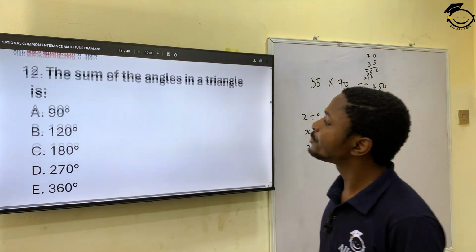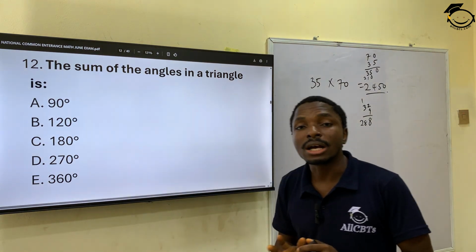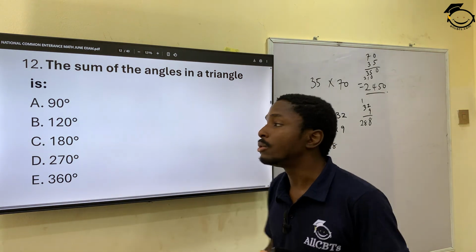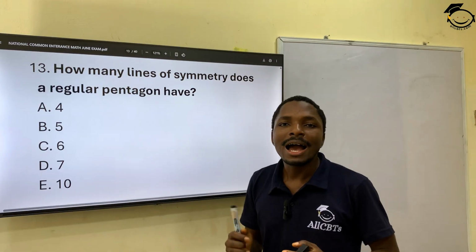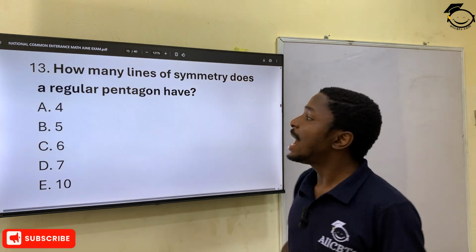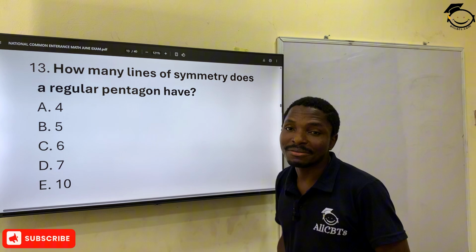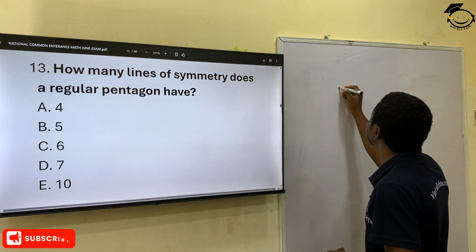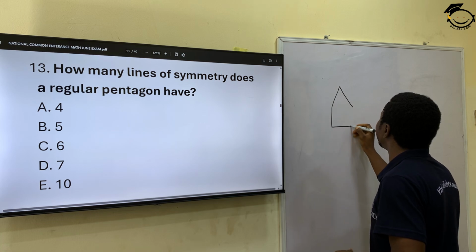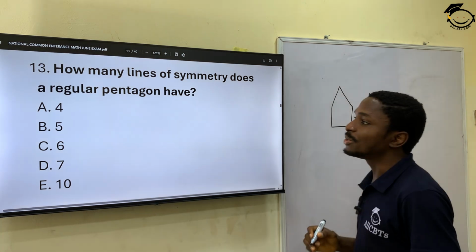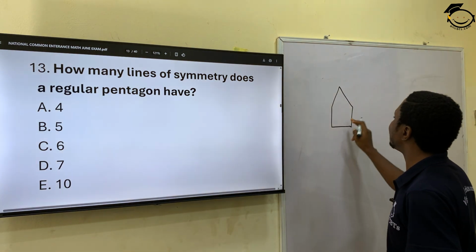Question 12. The sum of the angles in a triangle is what? This one also does not need calculation. The sum of angles in a triangle equals 180 degrees. Question 13, how many lines of symmetry does a regular pentagon have? A regular pentagon, something like this, has 5 lines of symmetry: 1, 2, 3, 4, 5.